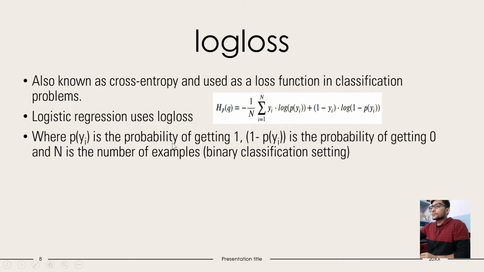P of yi is the probability of getting 1, or getting the positive class, whereas 1 minus p of yi, which is intuitive, right? If the probability of getting 1 is k, the probability of getting 0 is 1 minus k, because it is a binary class setting.